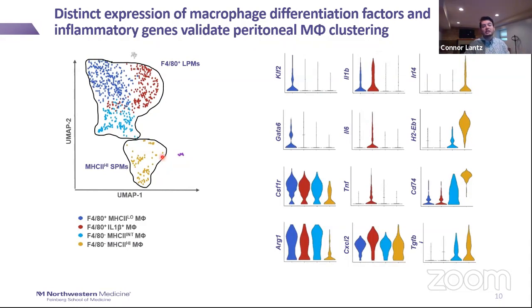What was interesting is when I looked at inflammatory gene expression, such as IL-1 beta and IL-6, I see enrichment within this red population, suggesting that these macrophages, either in vivo or ex vivo, were previously exposed to some sort of inflammatory stimuli.